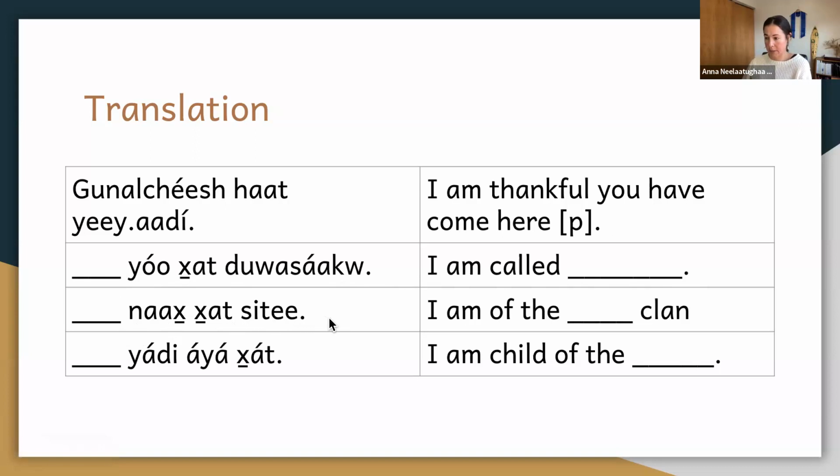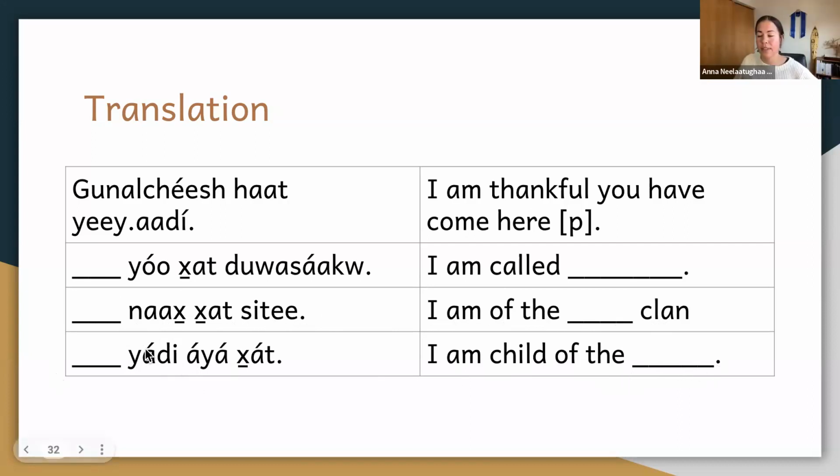Followed by your clan. Nachatsati. I am of the blank clan, or your nationality. Last line is your father's people. Yadia Yechet. I am child of the blank. And that's your father's people.